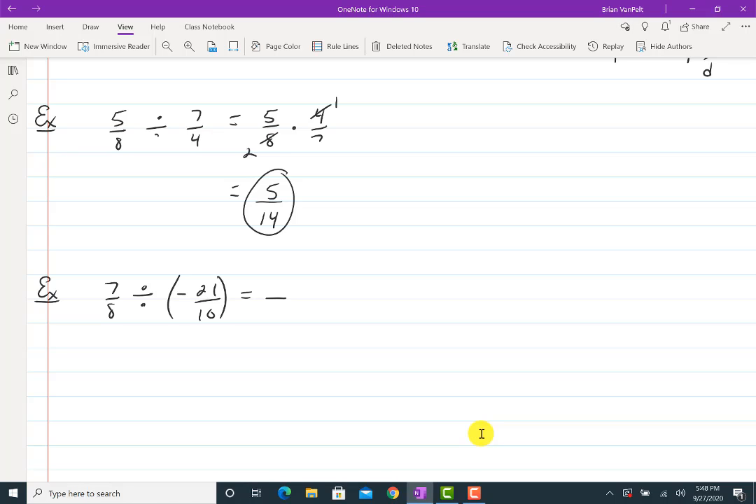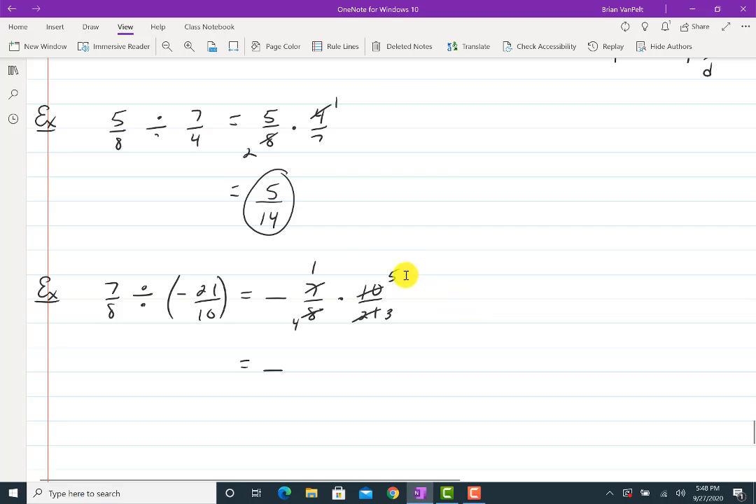I have my 7/8 times, now take the reciprocal of the second fraction, and now I can do some work. For example, I notice that 7 goes into 21 3 times. And then while 8 doesn't go into 10, I do know that 2 goes into 8 and 2 goes into 10. So when I slice this, I'll have a 4 left over and then a 5 left over out of the 10. Don't forget the negative.